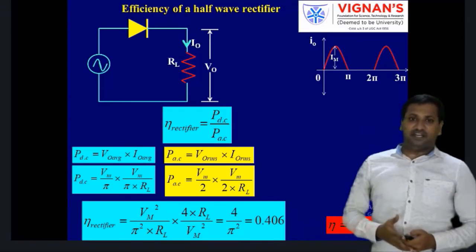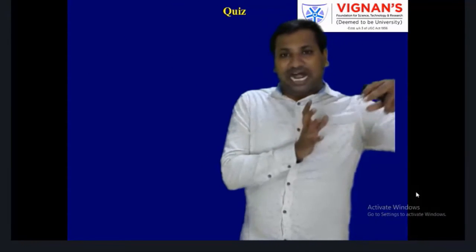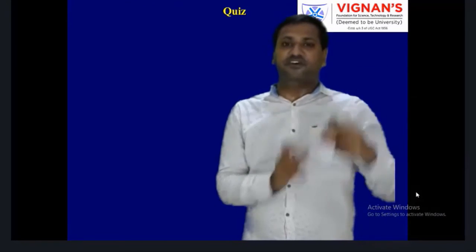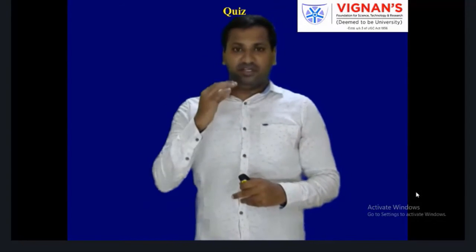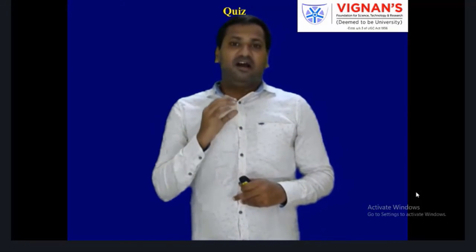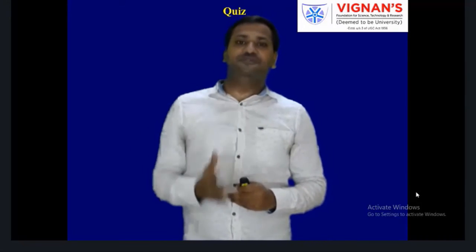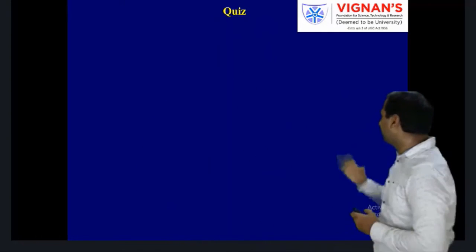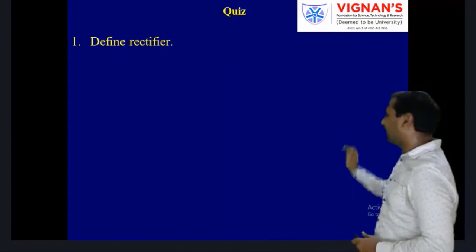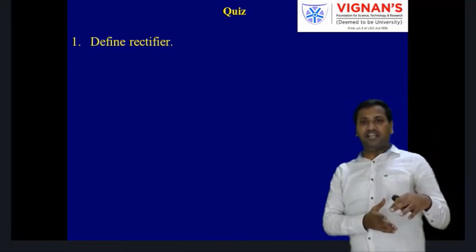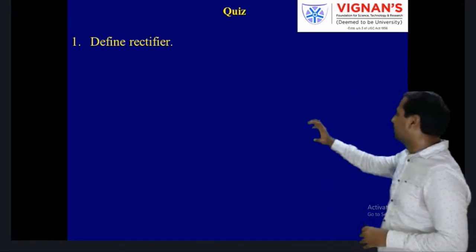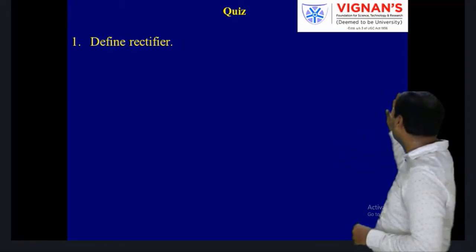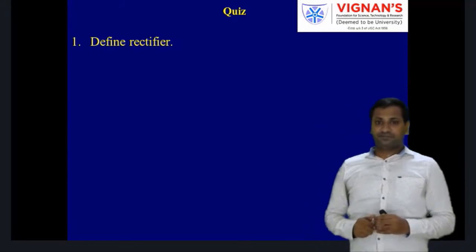Before going to the full wave rectifier, we need to review our understanding of this half wave rectifier. To what extent do you understand? By answering the following questions, you can understand the extent of your knowledge of the half wave rectifier. First, define the rectifier as defined earlier: a rectifier is a device which converts an input AC voltage to an output DC voltage.